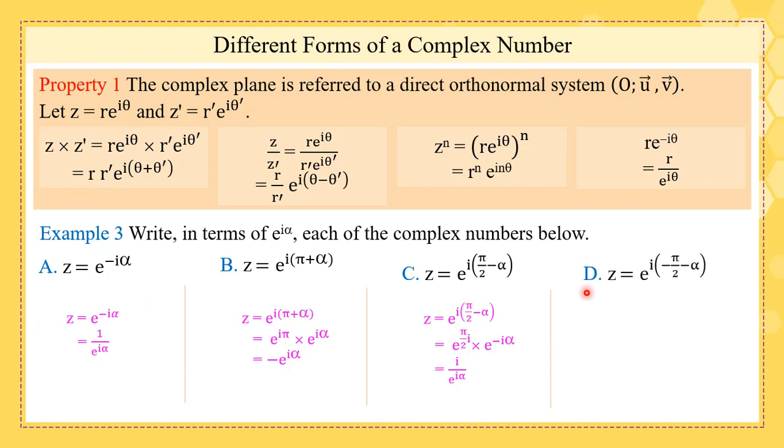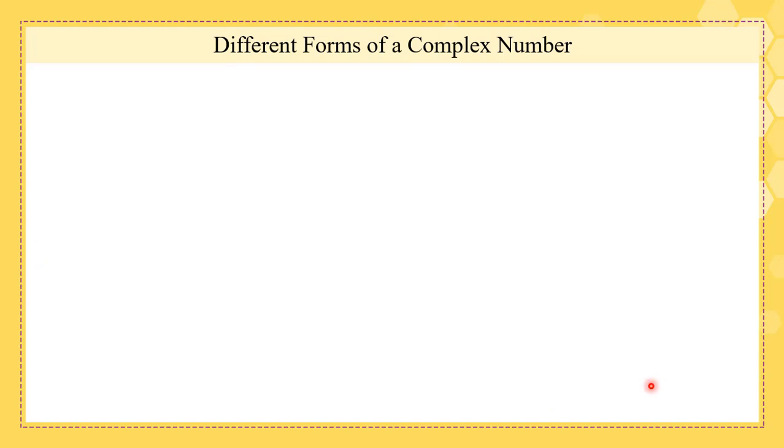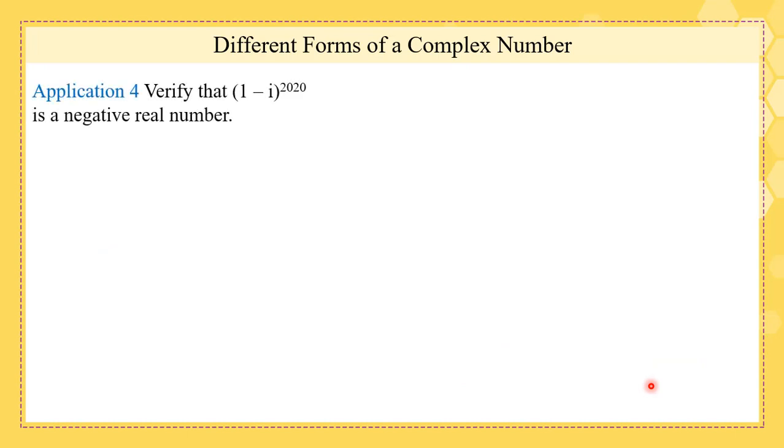Now the last case, if we also expand the exponent, this is what we get. Then e^(-i pi/2) is minus i. And to get rid of this minus, we put it in the denominator.